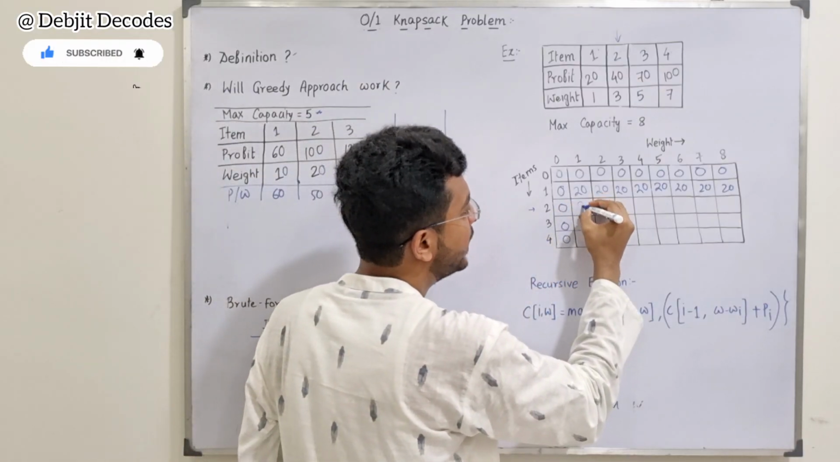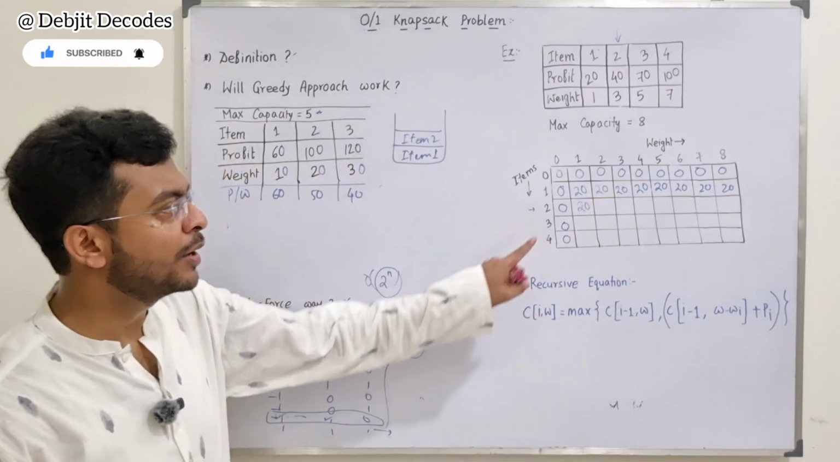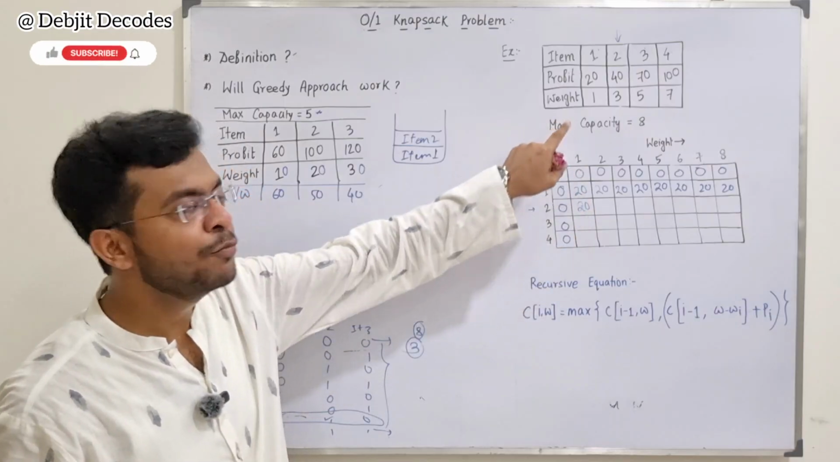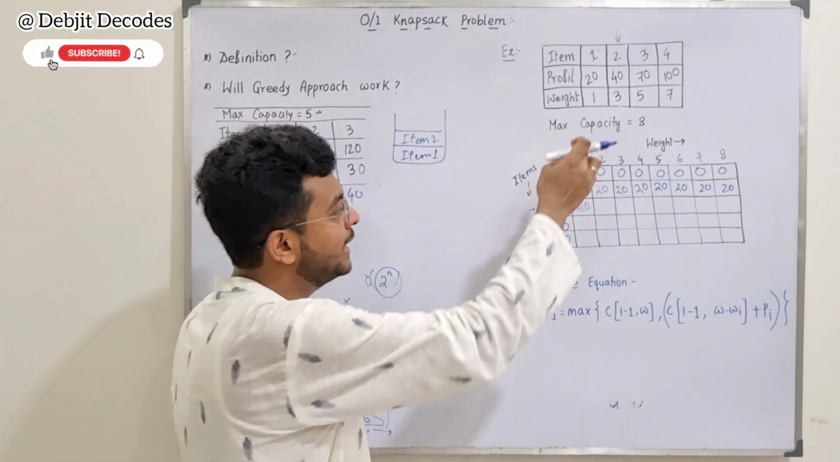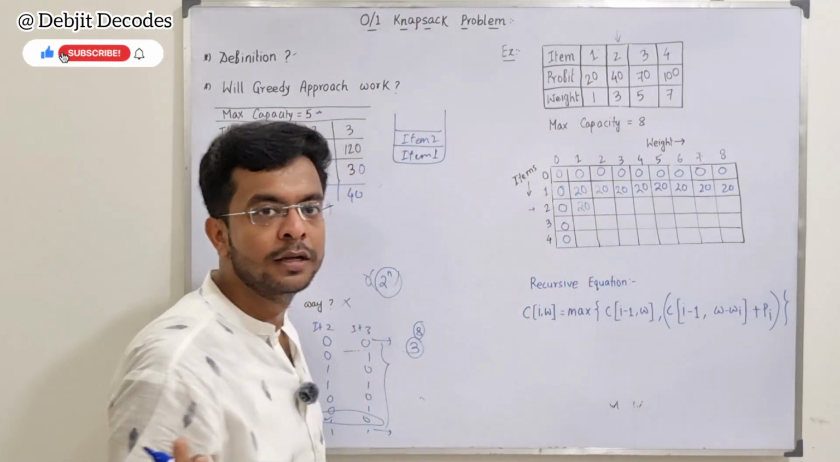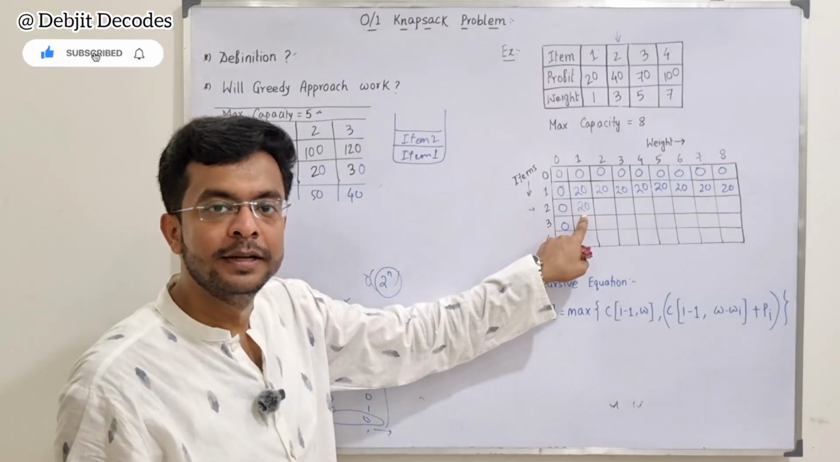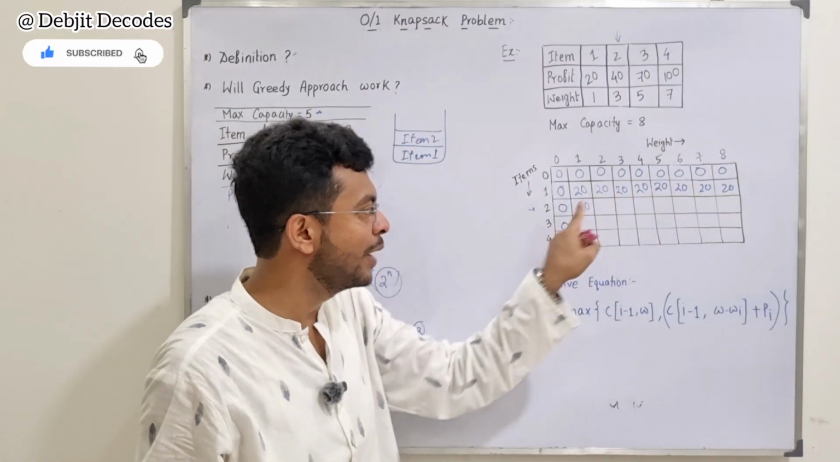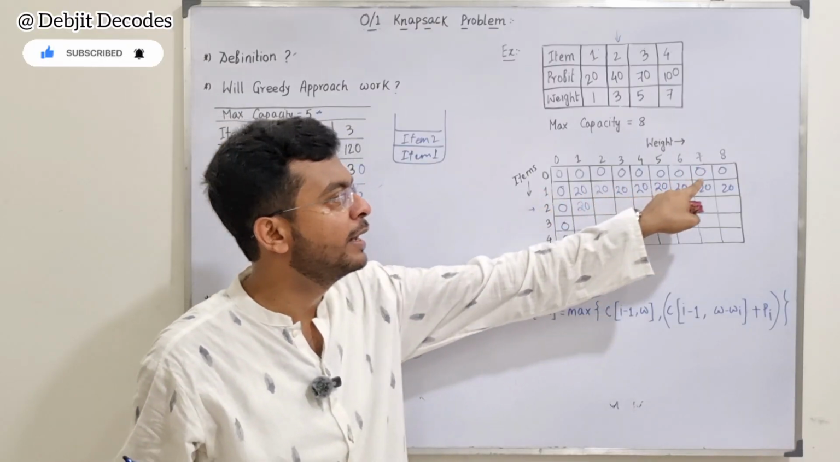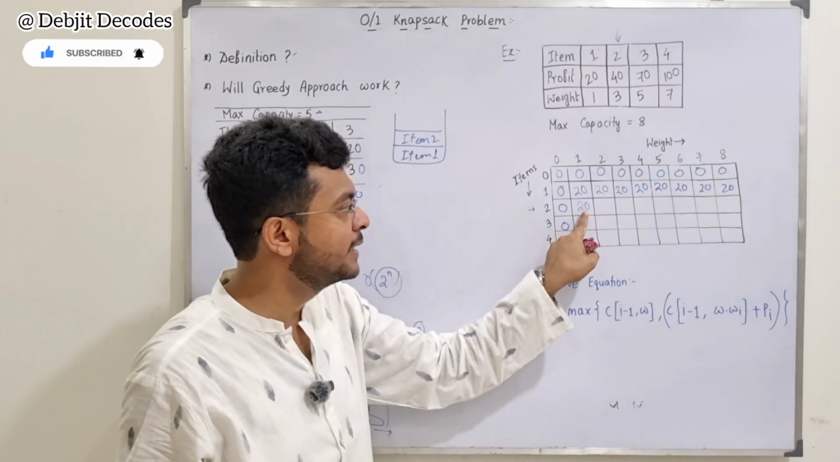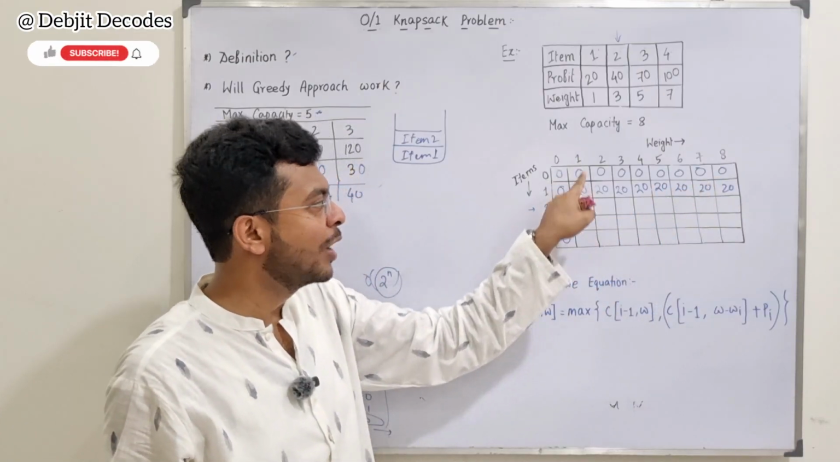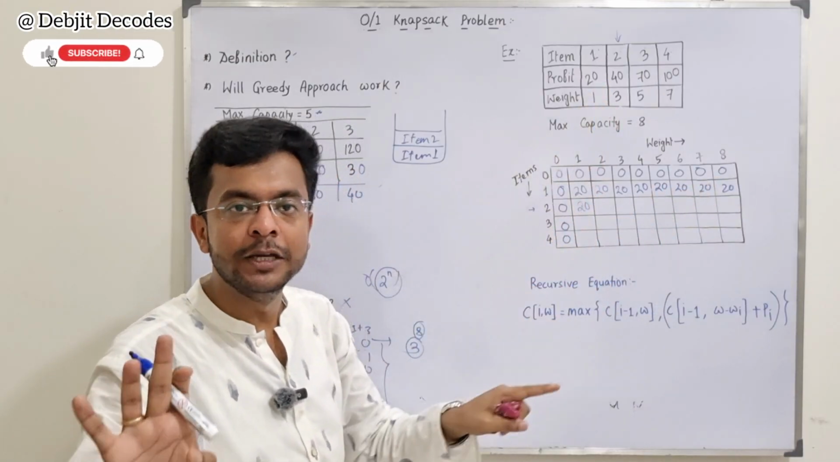So there should be 20. Try to understand why it is 20. Item 1 we have already seen, and item 1 can sit when the capacity is 1. So there is no need of changing, because we have already checked item 1. We haven't checked items 3 or 4 yet, but we have done item 1. So if the max capacity is 1, then item 1 can sit and it is giving 20. That is the meaning of it.